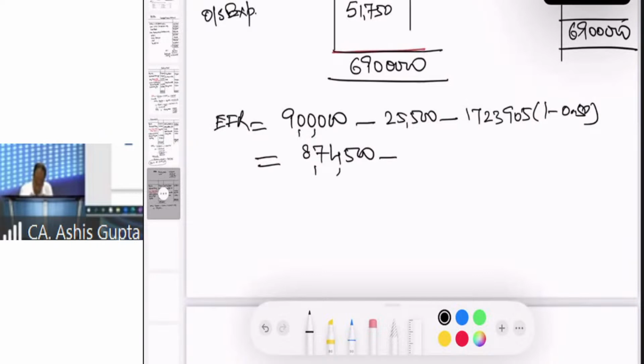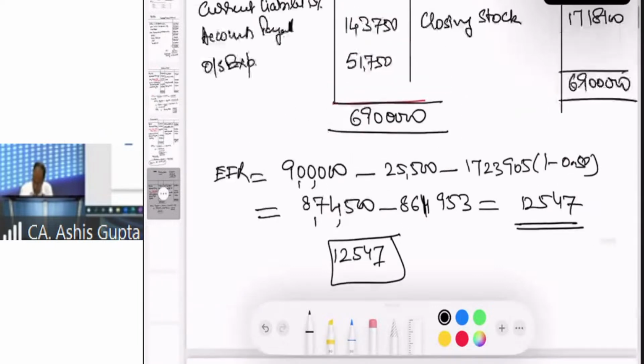So the figure comes, minus 8 lakh 64,000. Sorry, 8 lakh 61,953 equal to. So it is our external funding requirement.